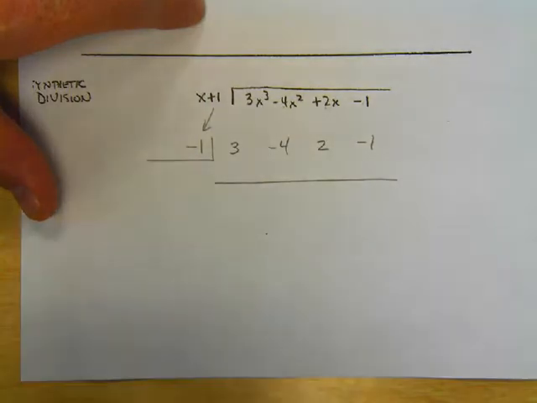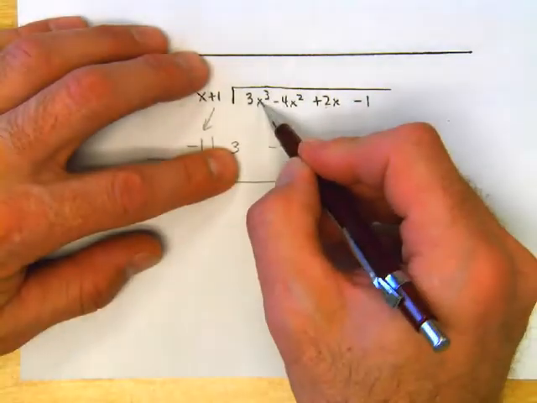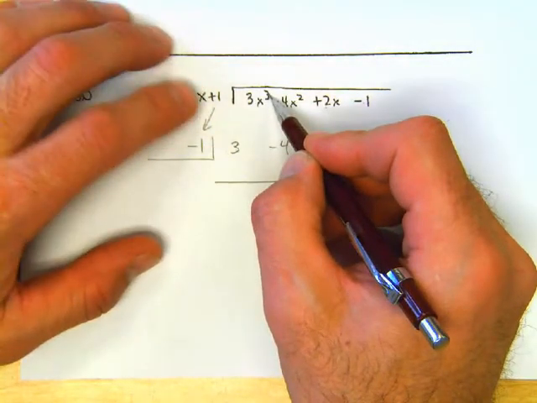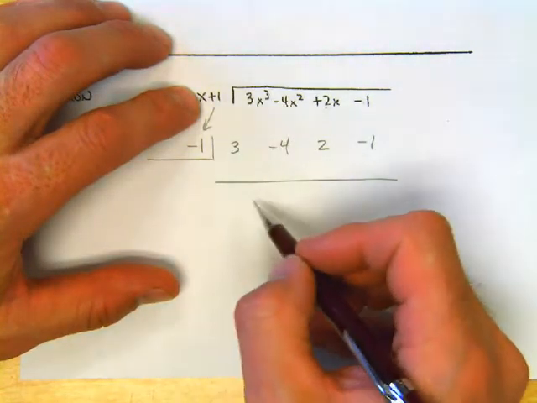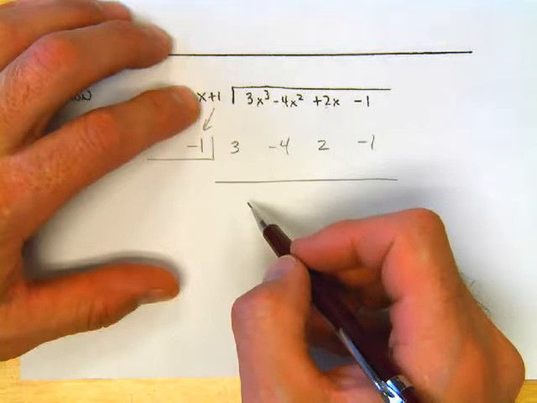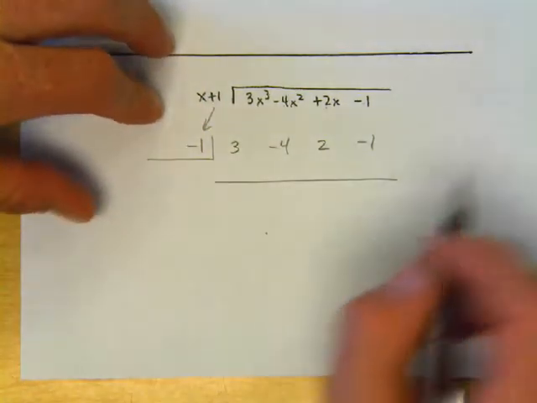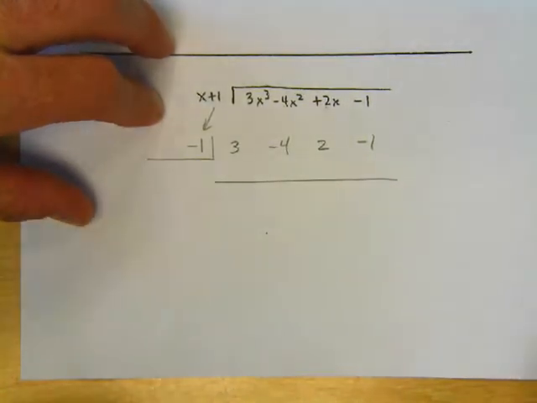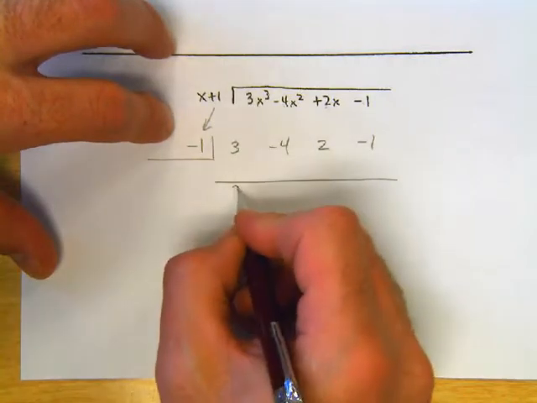Now, before we begin, we need to predict what kind of result we're going to get. If we have an x cubed divided by an x, what is the degree of the answer that we should get? An x squared. Okay, so remember that. Here's the process. What we do is we start with the 3, and we drop that straight down below the line.